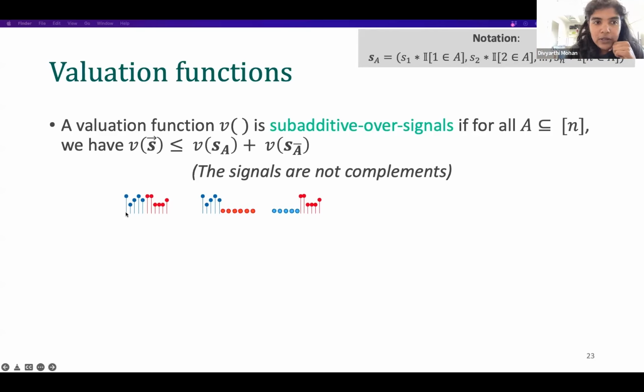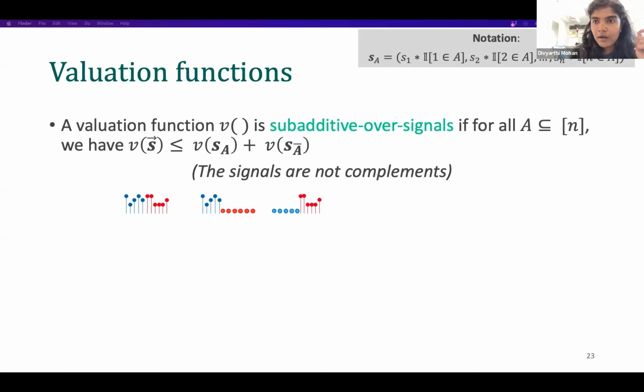Okay, so if I look at the value on some signal profile, this should be smaller than or equal to the value when I zero out a bunch of agents and keep only the agents in A, plus the value when I don't zero out the agents not in A, but only zero out the agents in A. That was a double negative, but I hope that was clear. Okay, so this captures scenarios where the signals are not complements, right? Like knowing 2 signals together should not really affect your value way more than knowing them both separately.